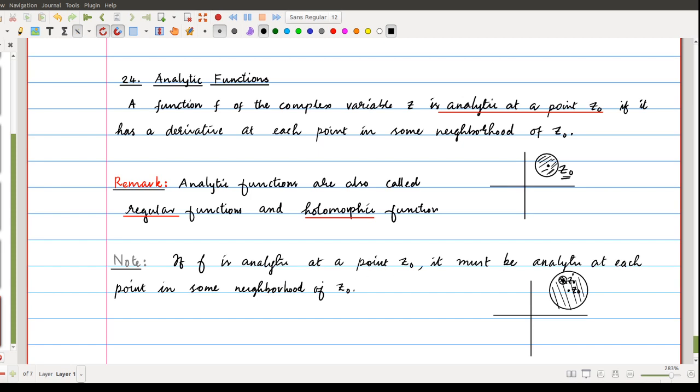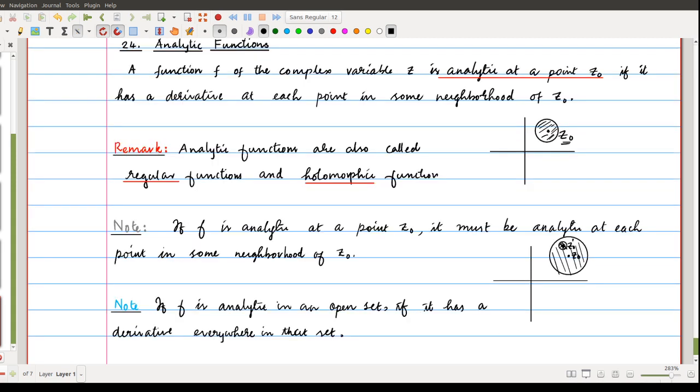So once we know f is analytic at some point z0, then there exists a neighborhood of z0 in which f is analytic. First of all, we get differentiability at every point of that neighborhood. Consequently, we can say that f is analytic at every point of that neighborhood as well.